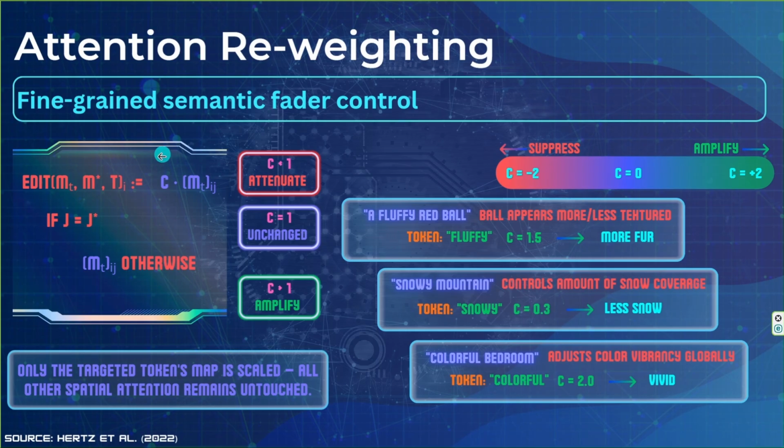This is the formula introduced by the authors, and the meaning is very simple. You pick a word and multiply its attention map by a number c. Above 1, the effect is very strong. Below 1, the effect gets very weak, and nothing else in the image changes at all.